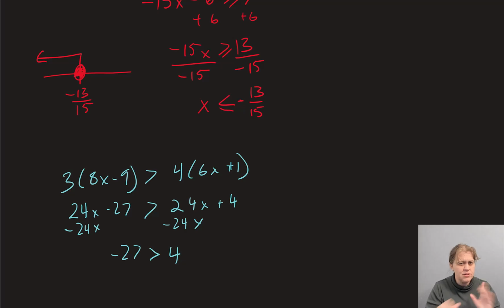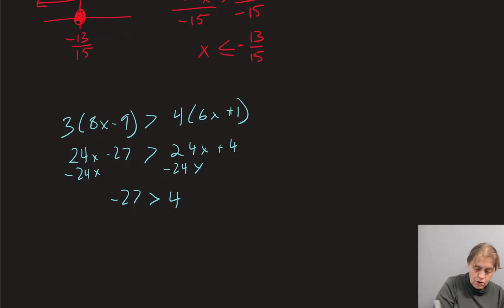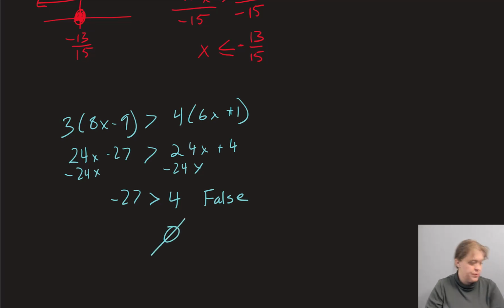In this particular case, to determine whether this is all real numbers or no solution, we have to look at our inequality and determine, is this inequality true or false? So negative 27 is bigger than 4. That's not true. So this is false. So that means we have no solution.